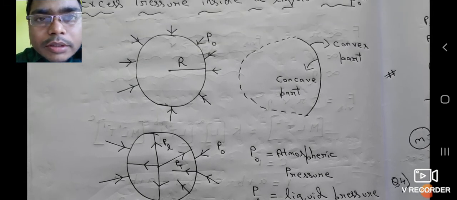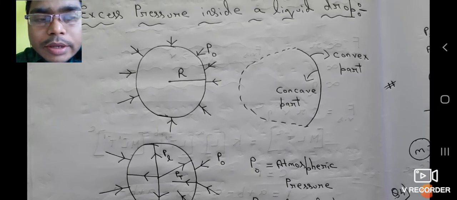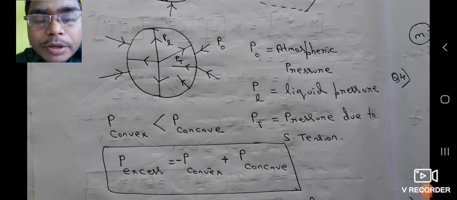Now here, if you see the liquid drop shape, the outward portion will look like a convex part, and the internal side will look like a concave part. So what we can say is that since the pressure on the internal side is greater, the pressure on the concave part is greater compared to the convex part. So here I have written: pressure of convex part is less than pressure on concave part.